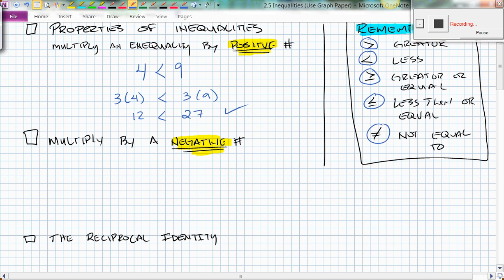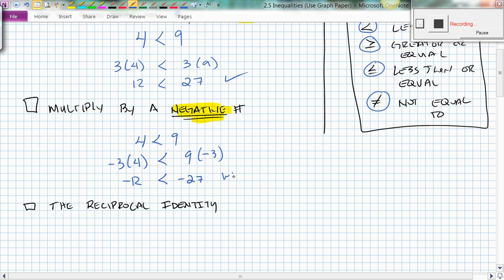Second, you can multiply by a negative number, but of course there's always a catch with inequality. So let's see here. 4 is still less than 9. True. Now what if I was going to multiply by a negative number? So we'll multiply by negative 3. So negative 3 times 4 less than 9 times the negative 3. So negative 12, right, less than negative 27. Well, this is wrong, right? This is totally wrong because, of course, negative 12 is not less than negative 27. So what we have to do is switch the direction of the sign to get negative 12 is now greater than negative 27.